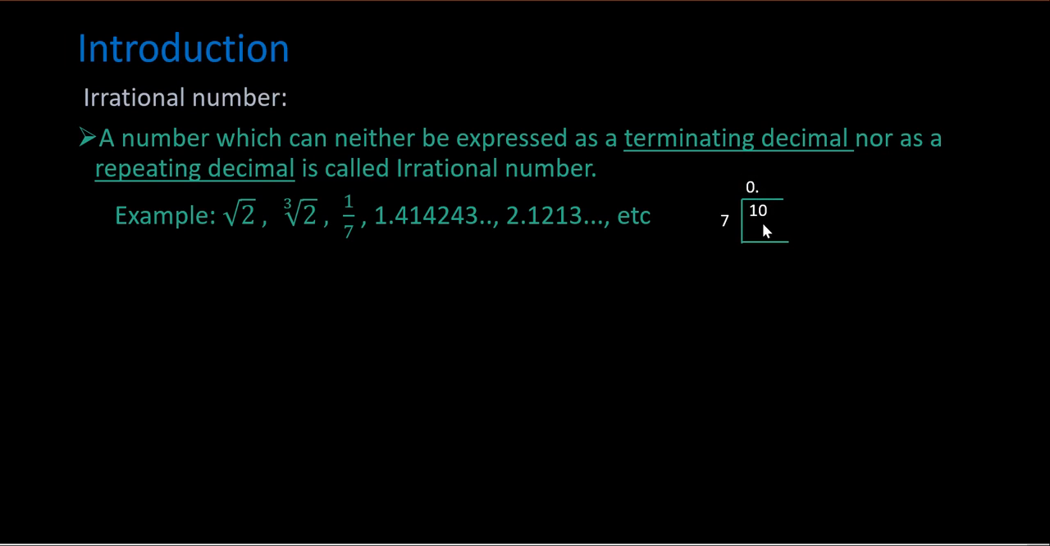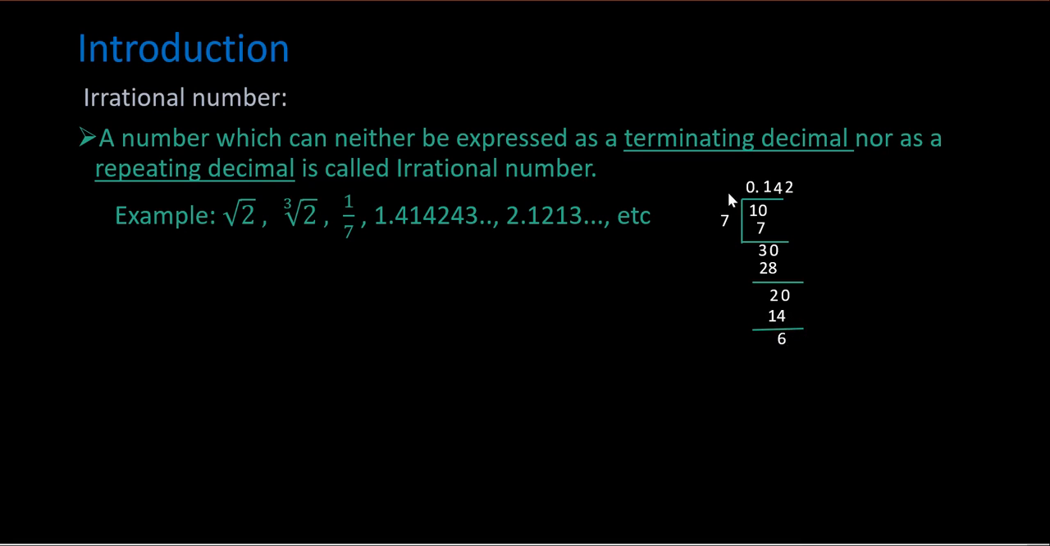Now it's turned 10. So we can write 7 ones are 7. 10 minus 7 we have 3. Now as we already have a decimal, we can add one 0 after 3. So now it's turned 30. So we can write 7 4s are 28. 30 minus 28 we have 2. Now we can add another 0 after 2. That means 20. So we can write 7 2s are 14. 20 minus 14 we can write 6. So now we can divide this number infinite times.